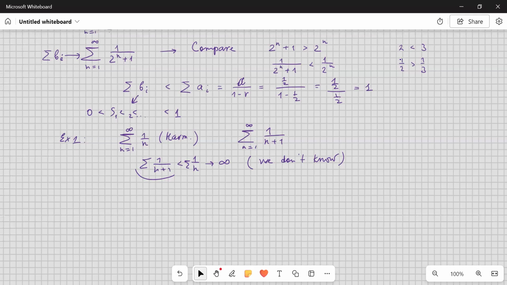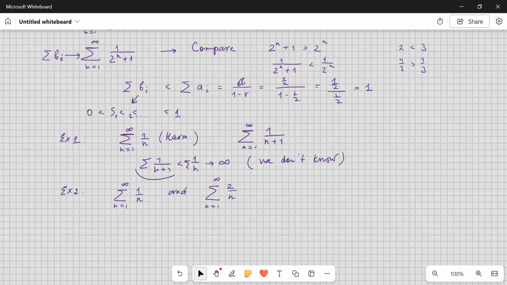Maybe we should consider something which is divergent, an example of a divergent series. Example number two. Let's consider the divergent series 1 over n, from 1 to infinity, and another divergent series, which is going to be 2 over n, from 1 to infinity.